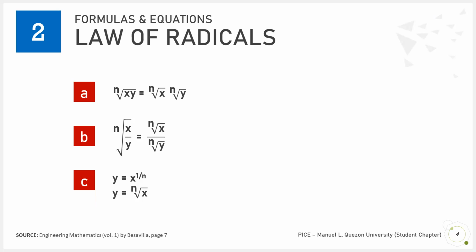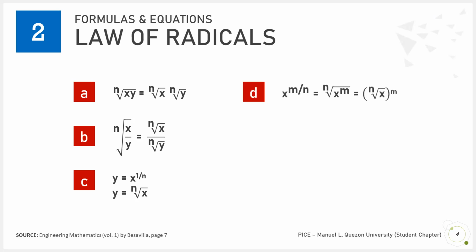But if we wish to transform this into radical form, we simply put the base sa loob ng radical symbol and we put a radical sign and the denominator doon sa ating exponent, since ang exponent natin is fraction, yung denominator doon is magiging index. And then yung numerator naman is magiging exponent ng ating base. So in this case, ang numerator natin is 1 doon sa fraction na exponent. So x raised to 1 is the same as x.